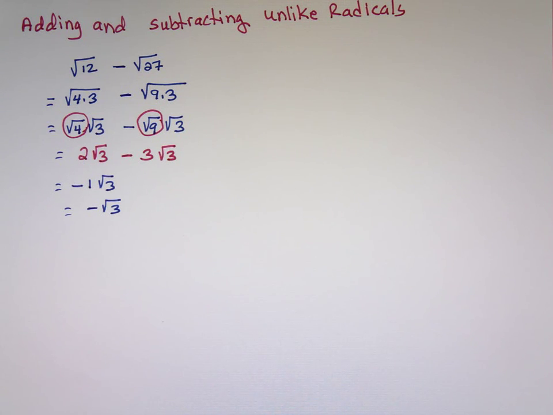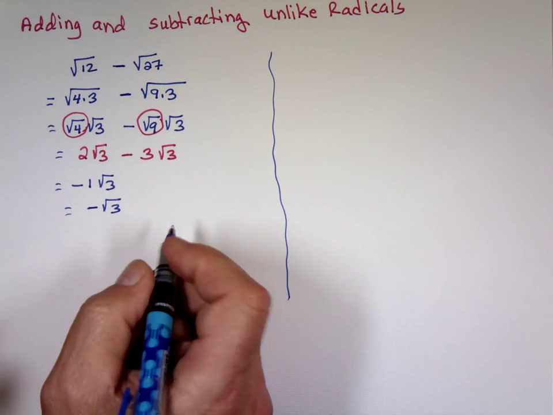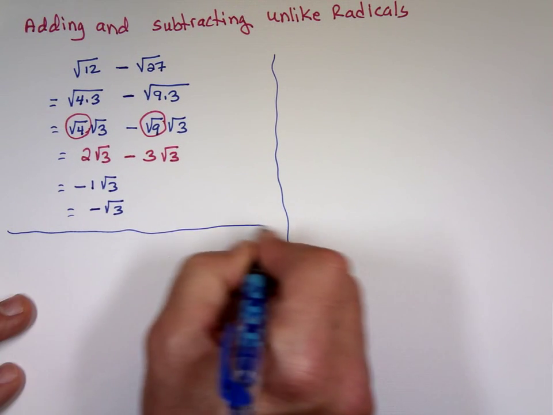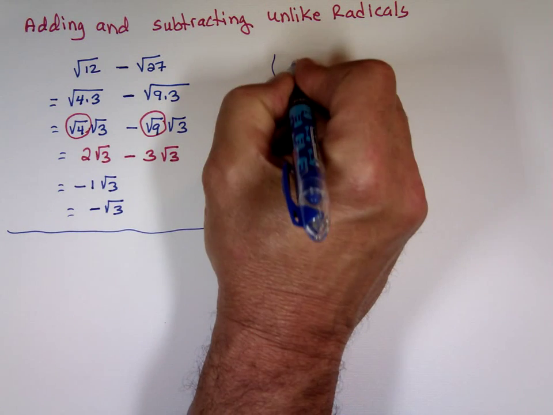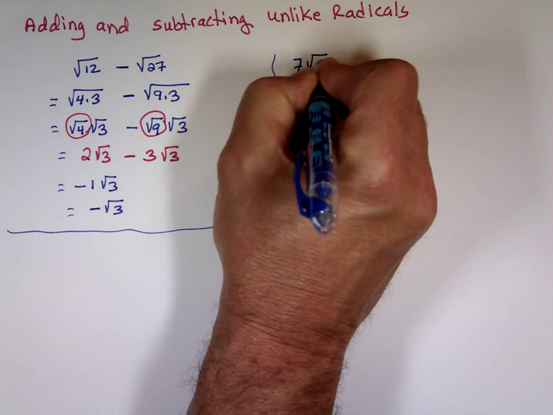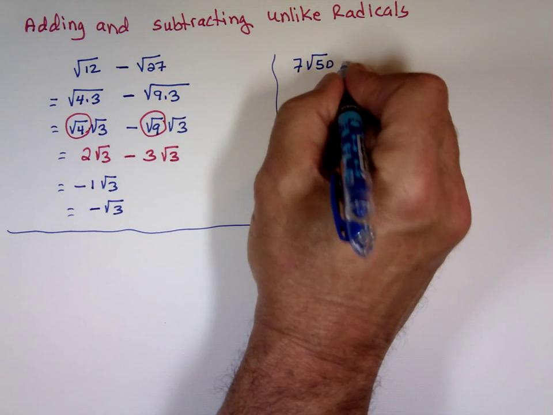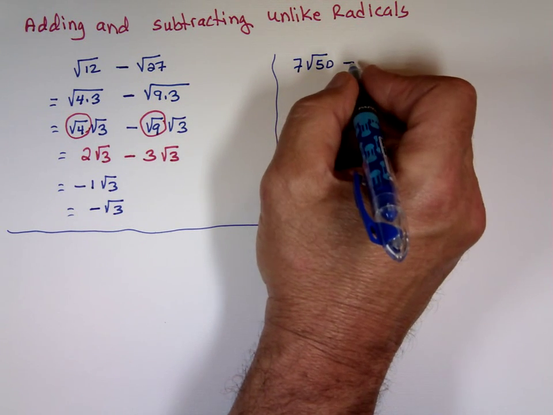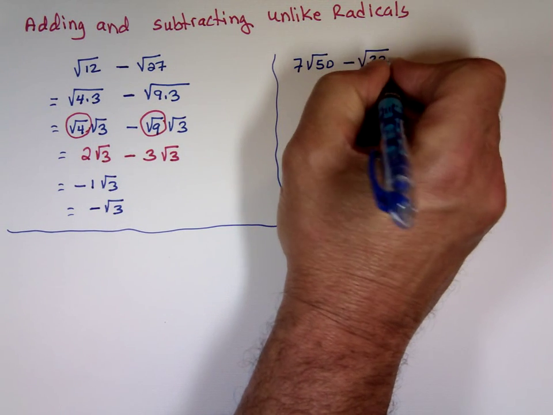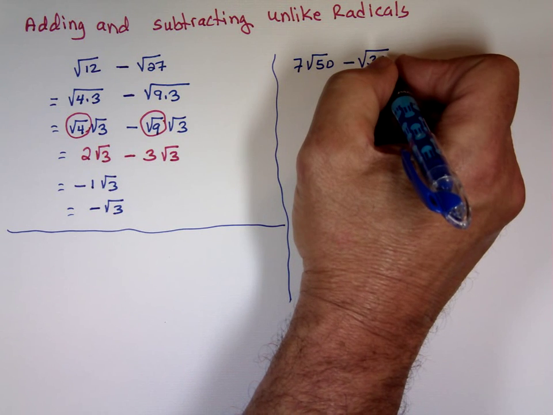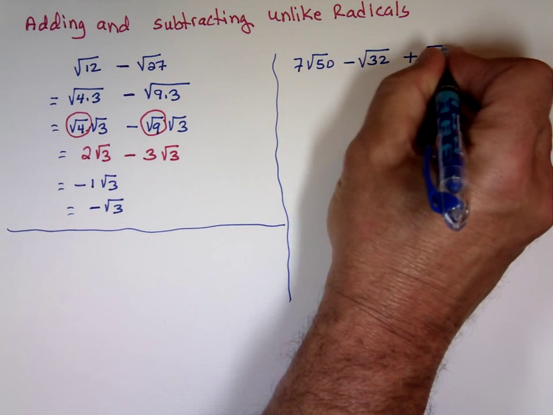Let me try another one. Seven times the square root of 50 minus the square root of 32 plus the square root of 72.